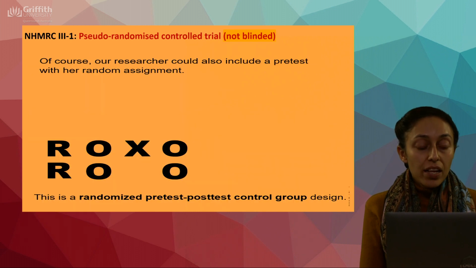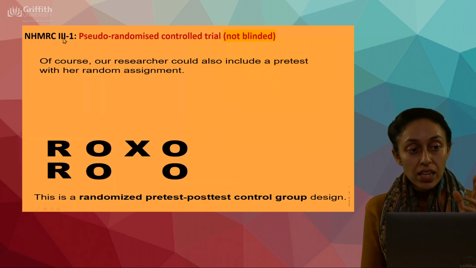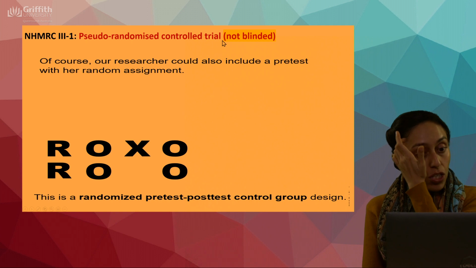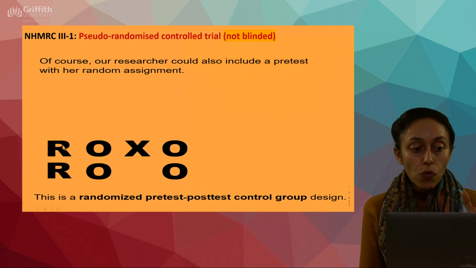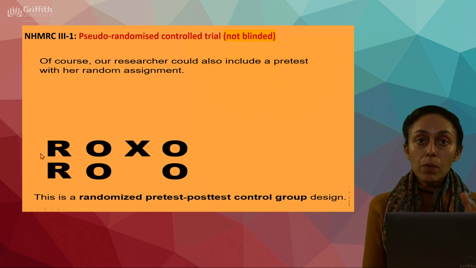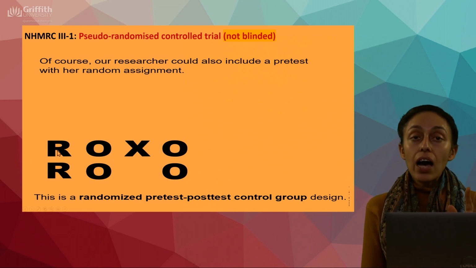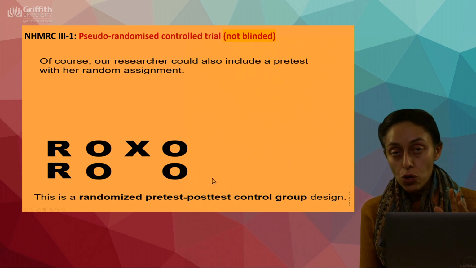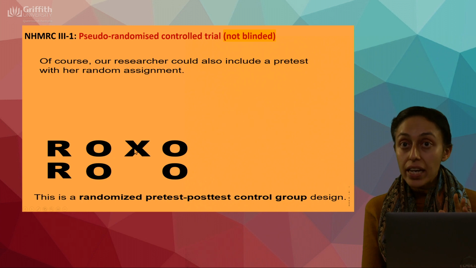Okay. Then we go on to NHMRC level 3 evidence. So this is 3.1. These are pseudo randomized control trials. I have given an example over here. What does this mean? It means that this R means that I have randomized people. So just see where my mouse is hovering. I have randomized people into the intervention group, and this is the control group. This X over here is the intervention.